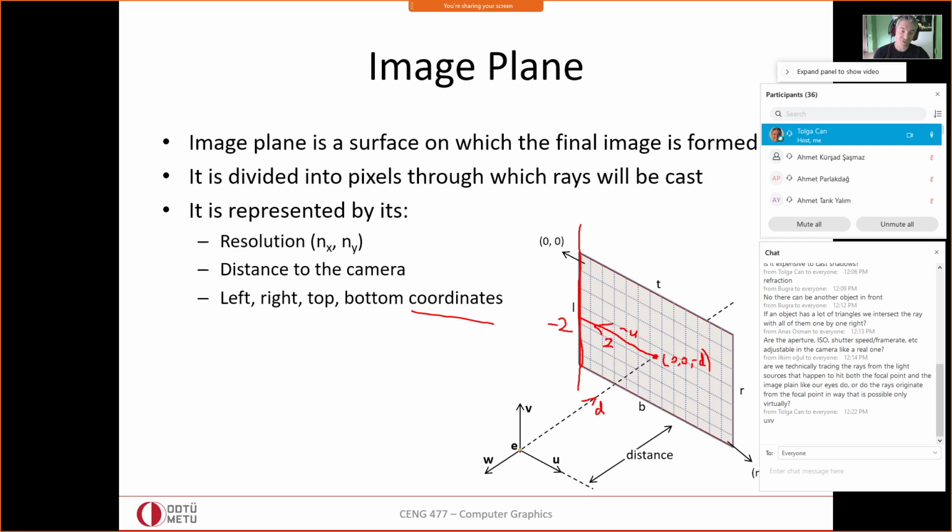It depends on what e is. It depends on what u, v, w are. It will be 0, 0, minus d only if e is equal to 0, 0, 0. That's the simplest camera setting. The simplest camera setting we are going to have is that, let's have the focal point at 0, 0, 0. Let's have the u vector as 1, 0, 0. Let's have the v vector as 0, 1, 0. Look at this camera. If we have a camera like this, everything will be very simple.